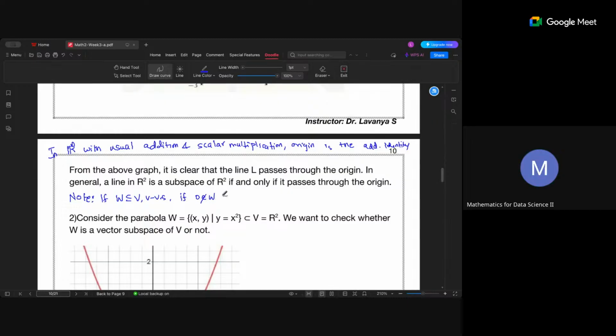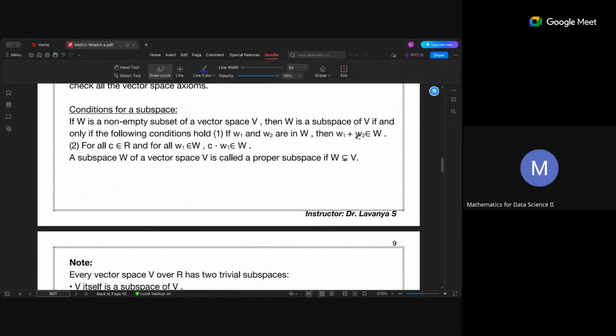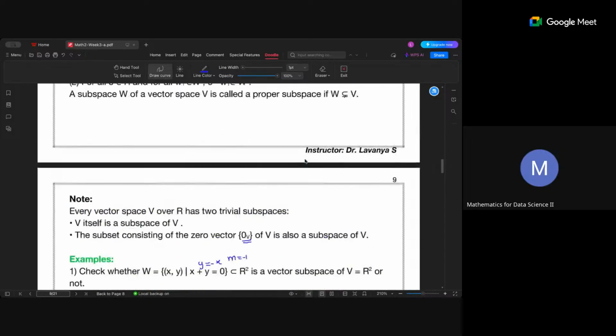If 0 does not belong to W, I am saying that W is not a subspace, right? What I actually defined as a subspace is that these two conditions should be satisfied: closed under addition and closed under scalar multiplication. Now I am saying only this is sufficient to say something is not a subspace. Be very clear that I'm using this condition only to disprove a subspace, not to prove something is a subspace. That distinction you should have.